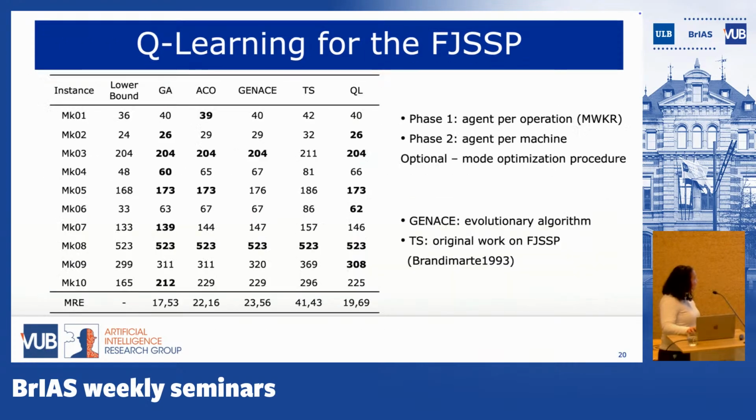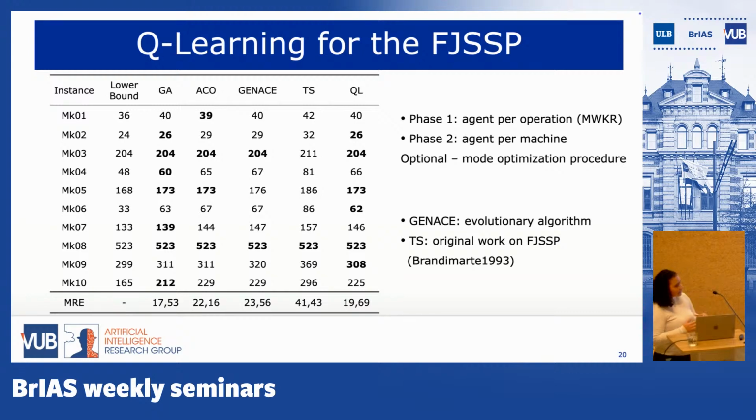Then what we did was to also run some experiments. In the first phase, we assign an agent per operation. So in order to take care of the routing, we took into account a dispatching rule that is called most work remaining, so MWKR. In this case, in order to select who is the machine who will execute me, I will take into account the amount of time that the different operations have already assigned. And then based on that, I will try to choose a machine that is not too busy and that might finish my processing a bit earlier.